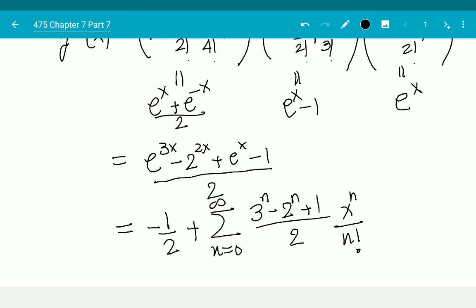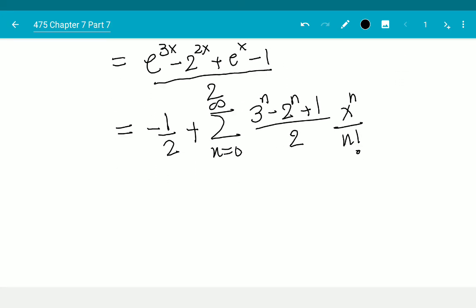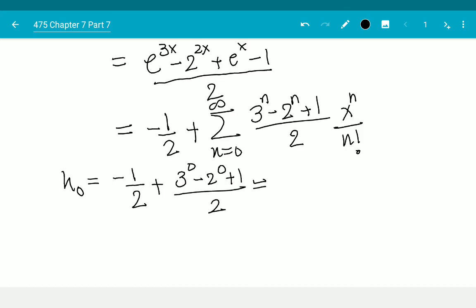Okay, I have all my h of n except for n equals 0. What happens at n equals 0? H of 0 is equal to negative 1/2 plus (3 to the 0 minus 2 to the 0 plus 1) over 2. Well, 3 to the 0 is 1, minus 2 to the 0 is 1, so those cancel. I have negative 1/2 plus 1/2, which is 0. Therefore, h of 0 is equal to 0.